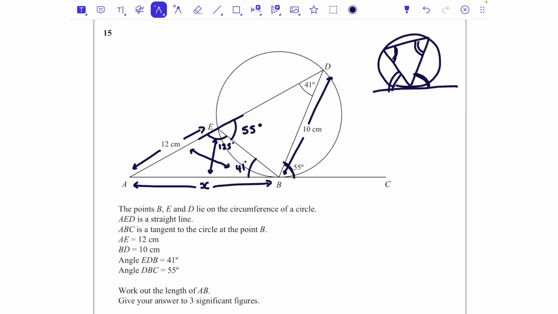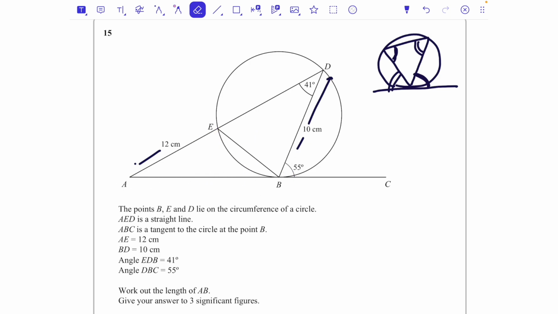Now let's use the sine rule. It's not SOHCAHTOA because we haven't got right angled triangles here. So we know it's going to be cosine and sine. And there is a way of doing this with the cosine rule. I might do that after as well. So let's just get rid of all of that stuff just so I can see what I'm doing here. Right, so I know that this one was 125. This one was 55 using the alternate segment theorem. And this one was 41 degrees.